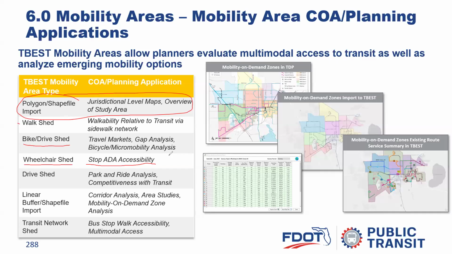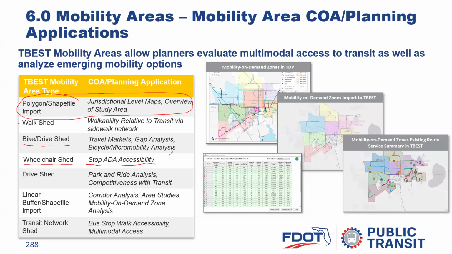So if there is more ADA compliance information that can go into OpenStreetMap that might help with these wheelchair sheds, it's not impossible for you to go in, edit in OpenStreetMap, and then have that show up in TBEST, right? Now, I will tell you that we have a server that we host for our OpenStreetMap data, and it's not dynamic. We have to pull it every once in a while.